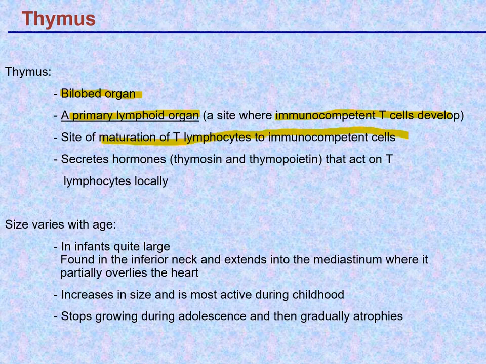Size, I said this earlier, varies with age. In infants, it's quite large, and as people get older, it gets smaller and smaller. It atrophies. It's called thymic atrophy. It gets reduced in size with age.